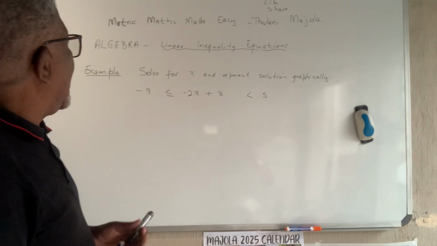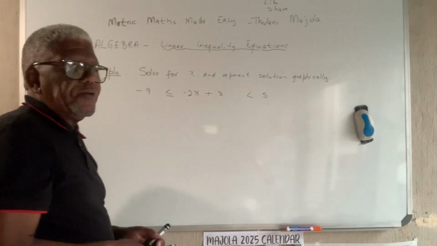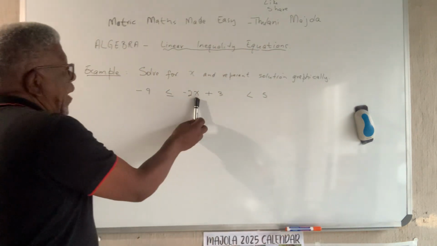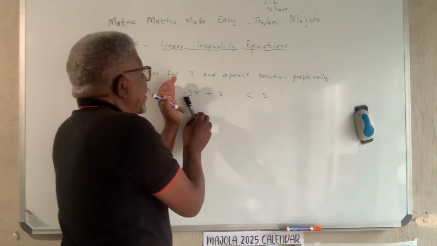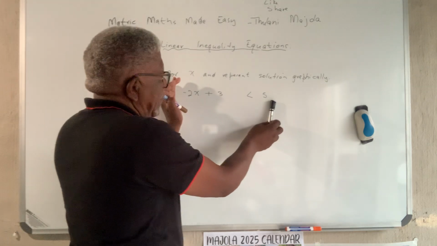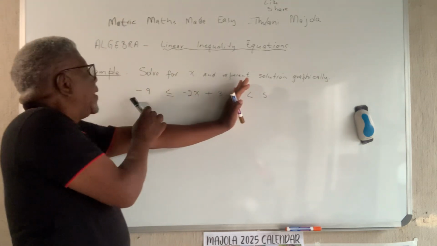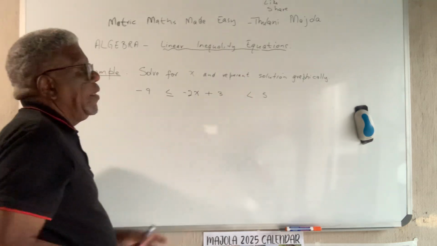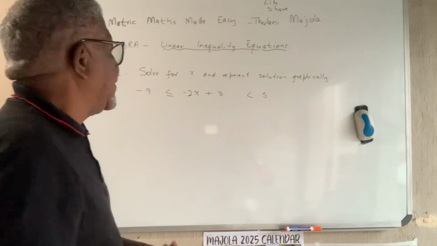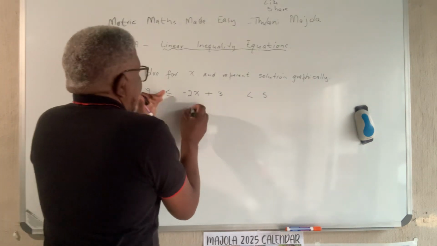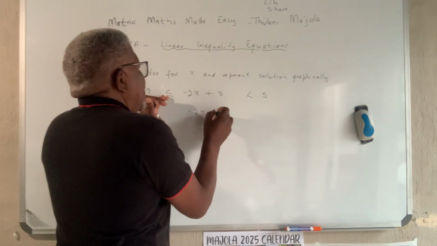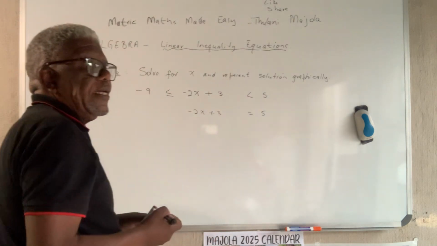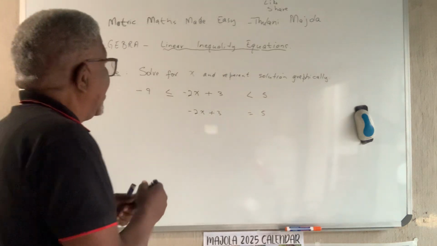So when you say solve for x, the actual question is, what is the value of x that will make negative 2x plus 3 less than 5, and which will make negative 9 less than or equal to negative 2x plus 3. So I'm going to solve this in two parts. First I will take negative 2x plus 3 and say equals 5, just to find the solution when these are equal.